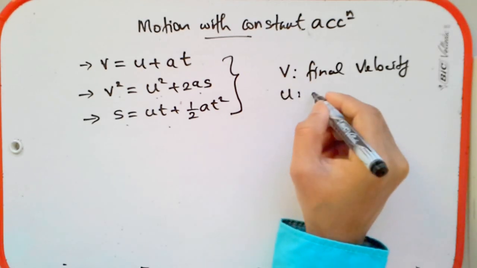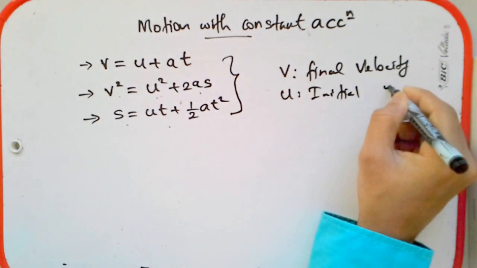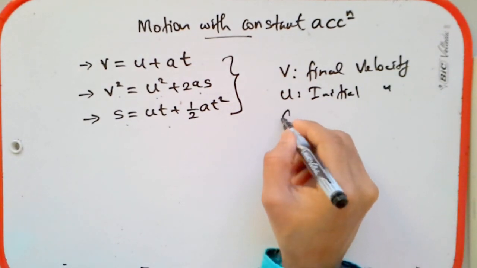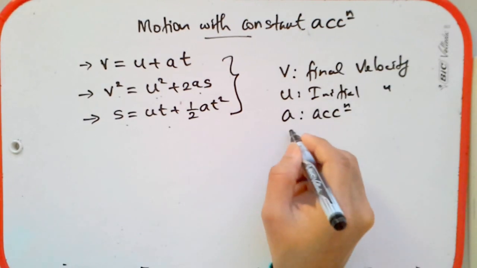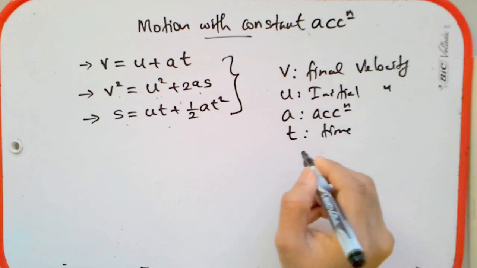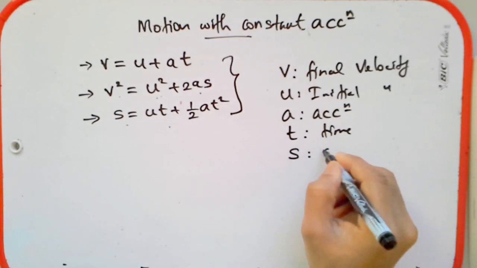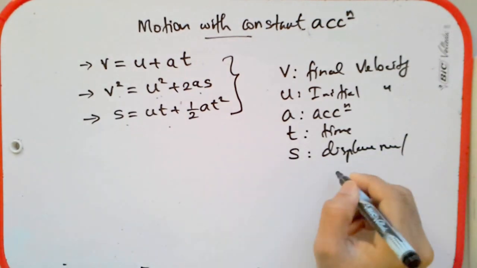u means initial velocity. a stands for acceleration. t stands for time. s for displacement or distance.